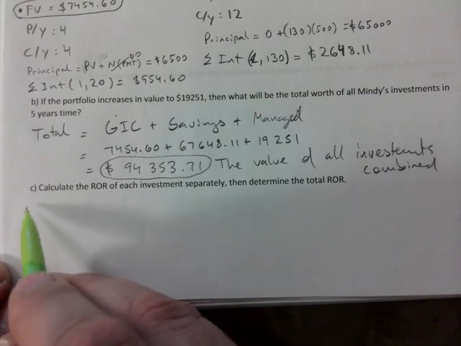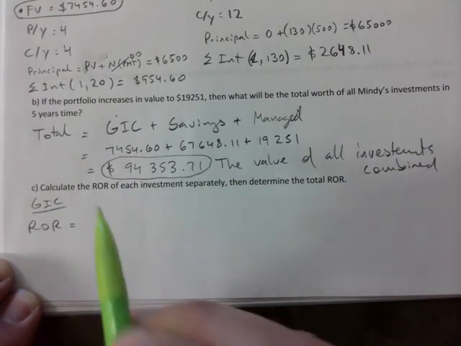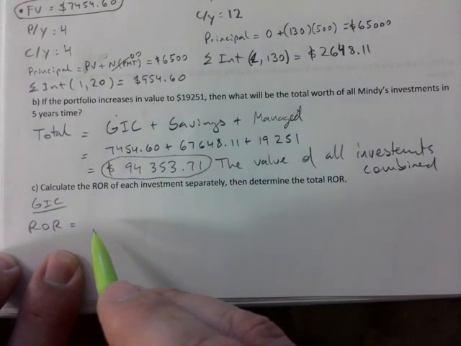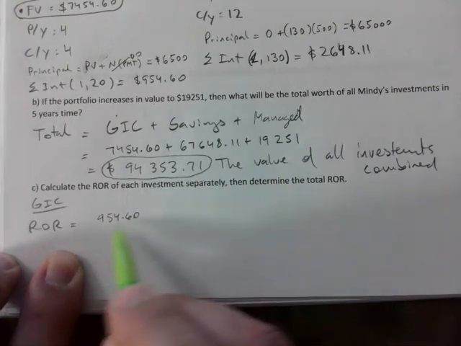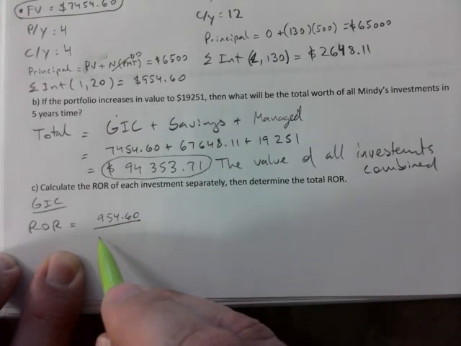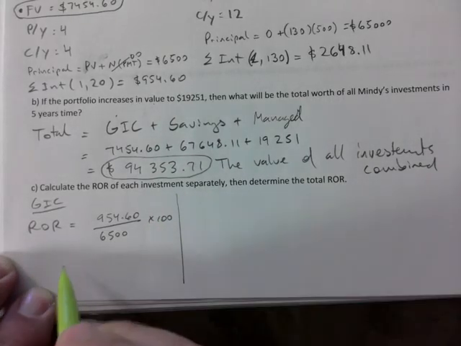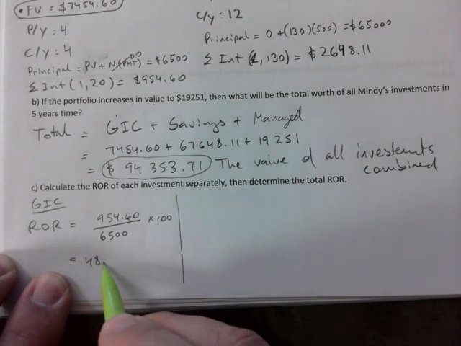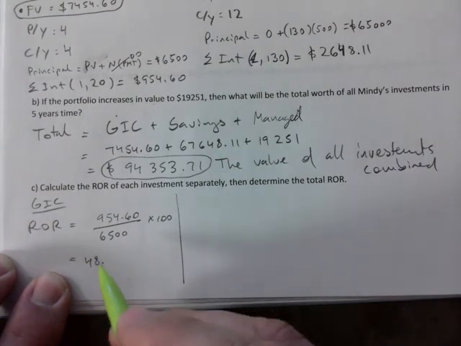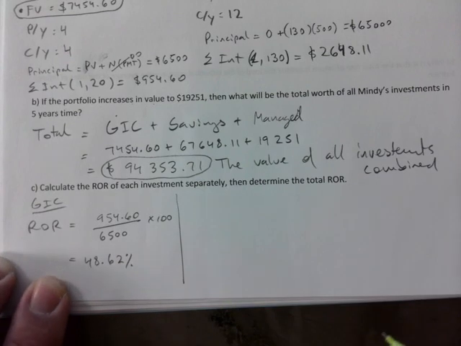Okay, so I'm going to go for the GIC here. Rate of return. I already know the interest. That's why I did this with you. You take the interest you earned, you divide it by the principal or the amount you've invested, times 100. I'm going to cut this off here. That gives you 48.62. Hello, 0.62%. Okay, that's the GIC.